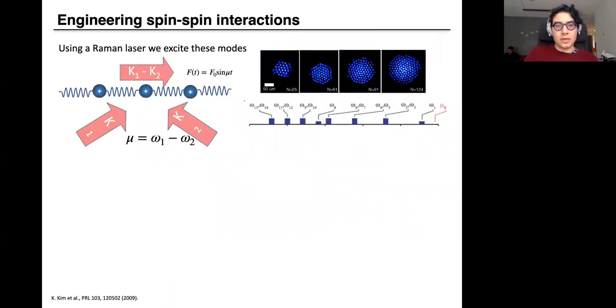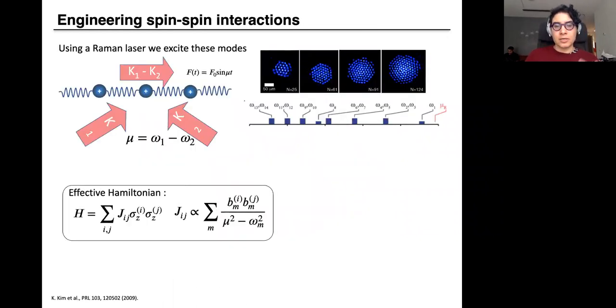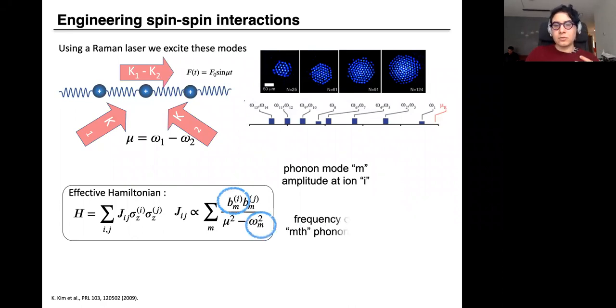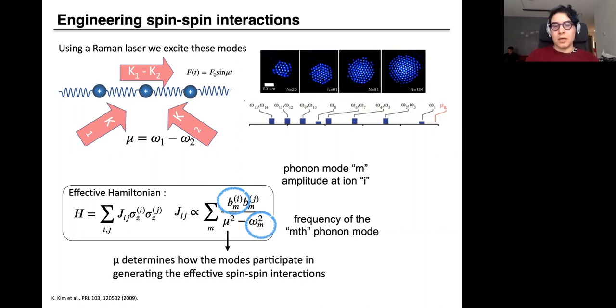All right. So now, in general, if you try to use all of the modes in your crystal, you still have something that looks like an Ising model, but now the spin-spin coupling is going to depend on all the modes that you have, their amplitudes, all the mode frequencies, and also how strongly each mode contributes, which, as I was saying, depends on how close the beat note frequency is to the mode frequency.